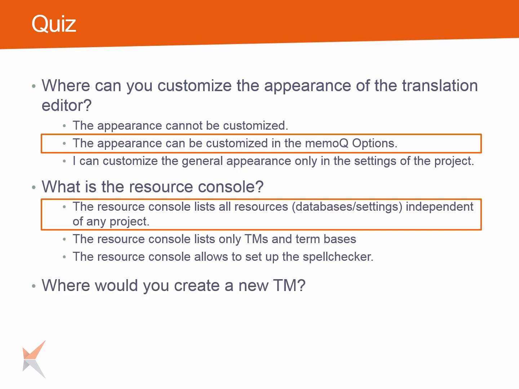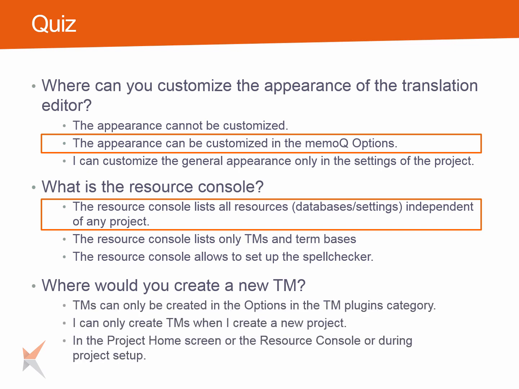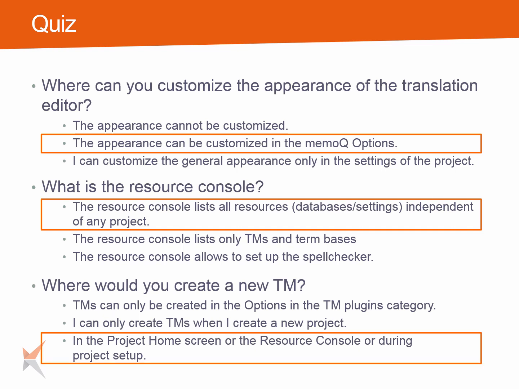Third question. Where would you create a new TM? The possible answers are: TMs can only be created in the options in the TM plugins category. I can only create TMs when I create a new project, or in the project home screen, the resource console, or during project setup. The correct answer is: in the project home screen, the resource console, or during project setup.